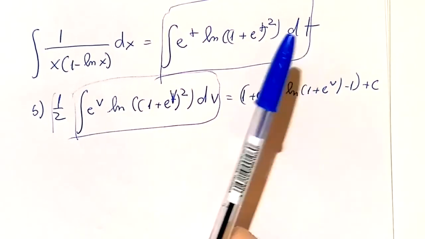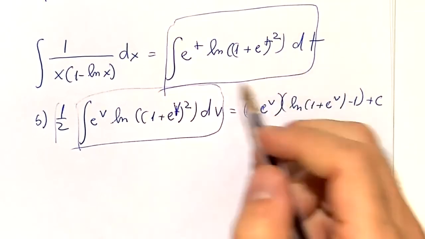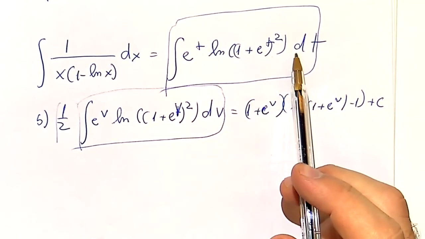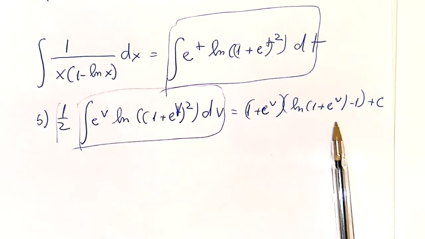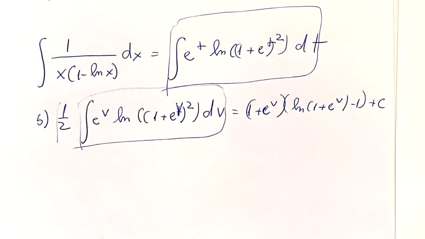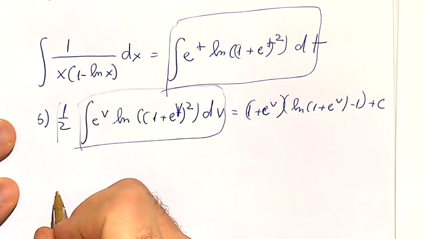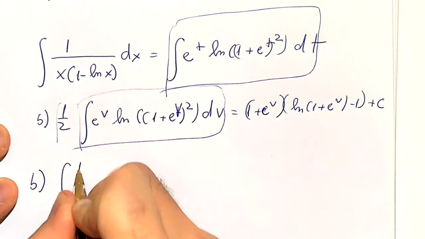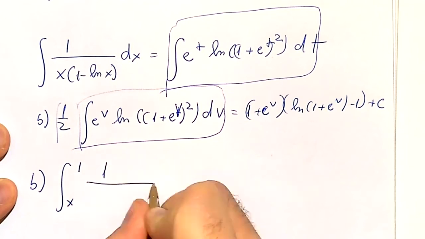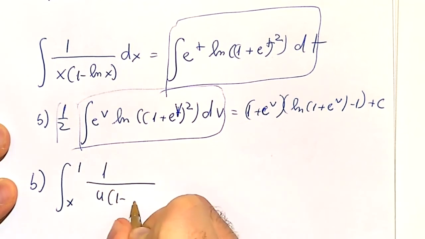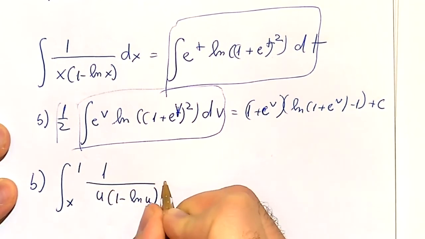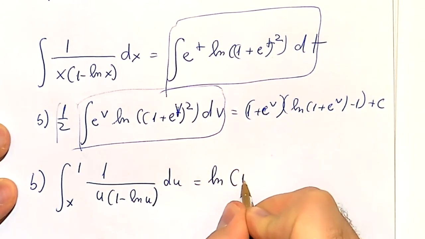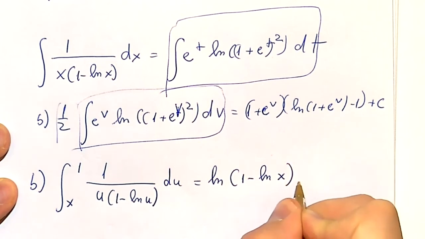Cool. Now, do you guys agree that I know what the right side is? Okay, we know what the right side of this thing is. It's just this thing replaced. Now let's look at the other. We had, still in point B, the integral from x to 1 of (1 minus log u) over u du is equal to log of 1 minus log of x.